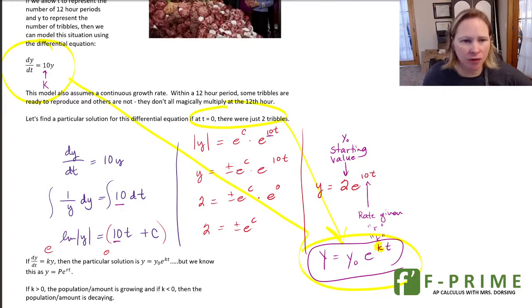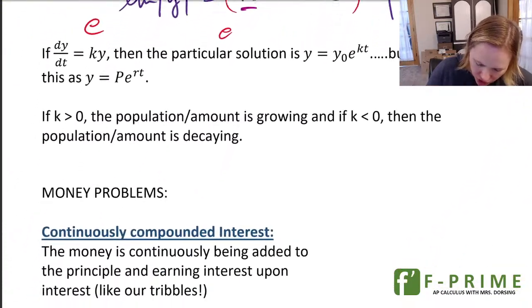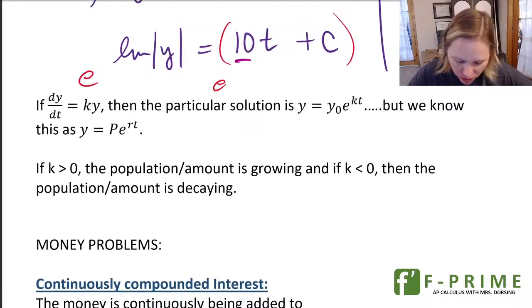It's my starting value. Now, we also see this equation in a specific application in algebra class involving what we call continuous growth or continuously compounded interest. And it is just one application of this, and we call it our Pert equation. So let's review that from algebra.